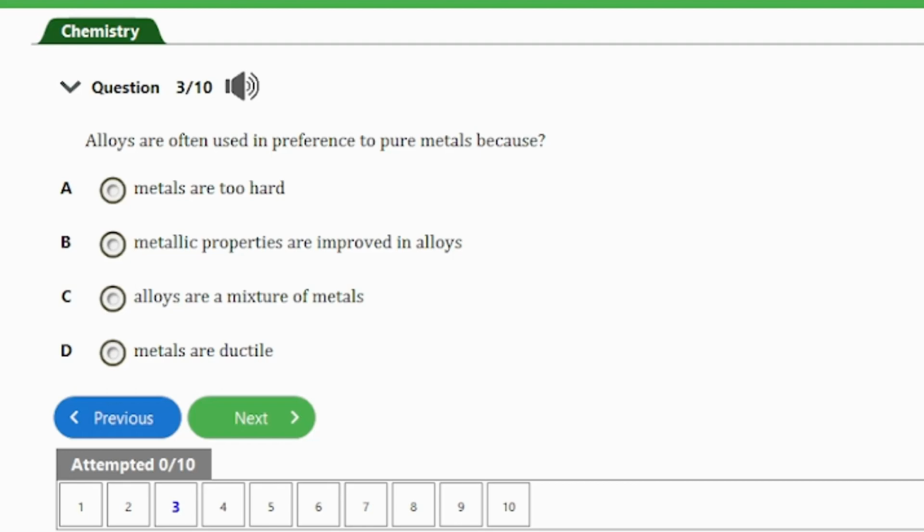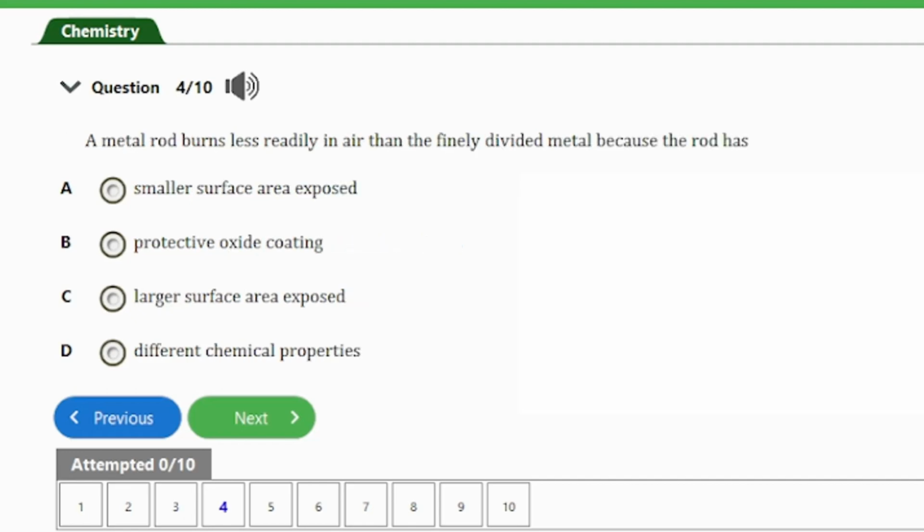Question number 3 here, it says, alloys are often used in preference to pure metals because A, alloys are too hard; B, metallic properties are improved in alloys; C, alloys are a mixture of metals; D, metals are ductile. So guys, the answer to this question is option B here. The reason why alloys are used in preference to pure metals is because metallic properties are improved in alloys. So let's consider the next question.